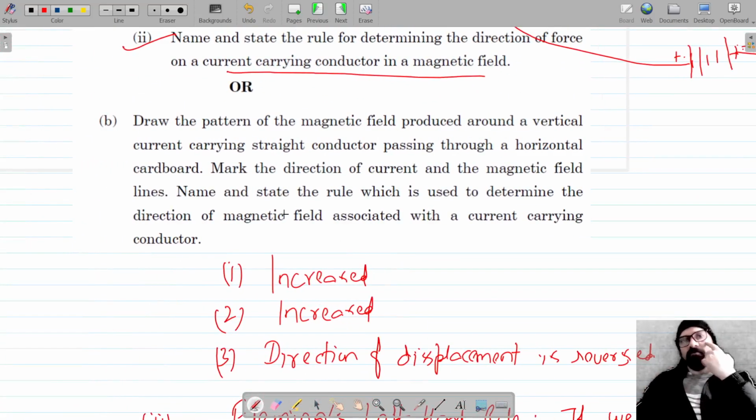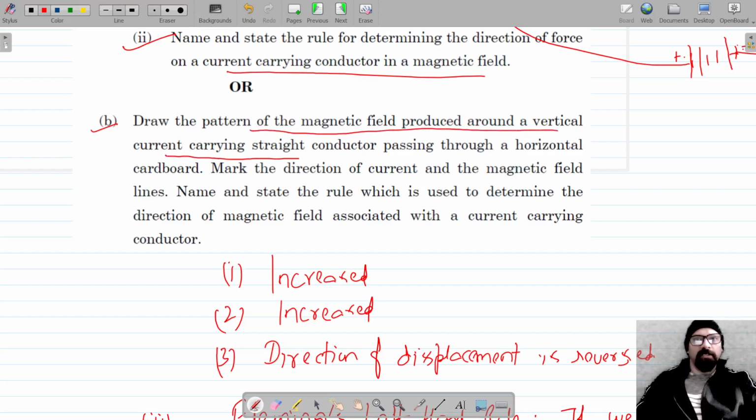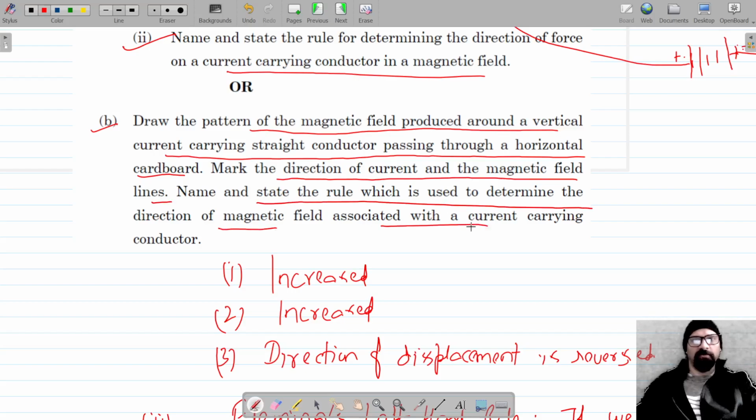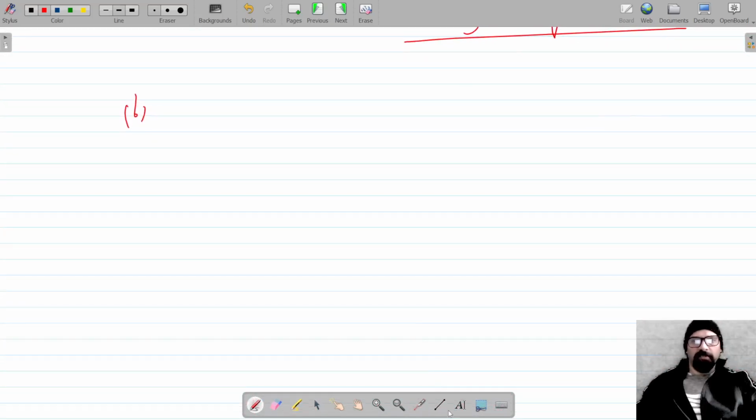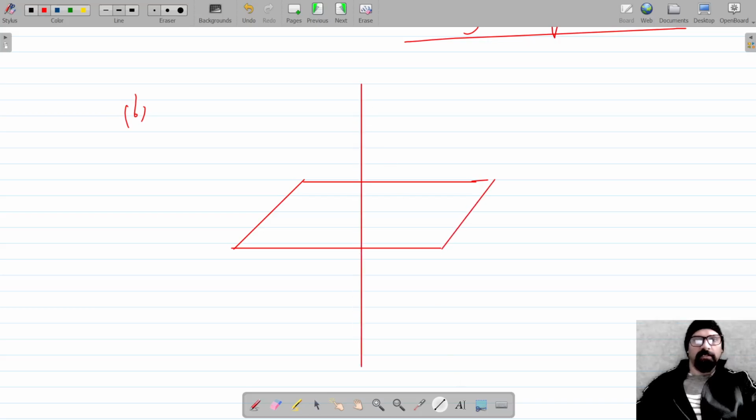Okay, for the next one, we have to draw the pattern of the magnetic field produced around a vertical current-carrying straight conductor passing through a horizontal cardboard, mark the direction of current and magnetic field lines, and name and state the rule which is used to determine the direction of magnetic field associated with the current-carrying conductor. So this is part B, and let's say this is the cardboard, and through this cardboard we have passed a straight current carrying conductor like this.